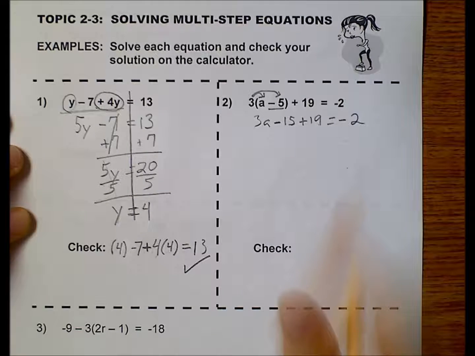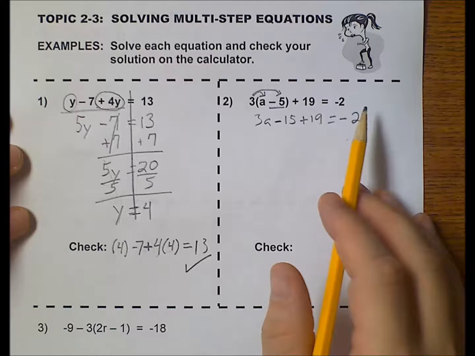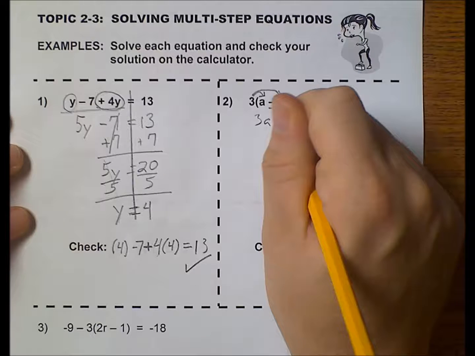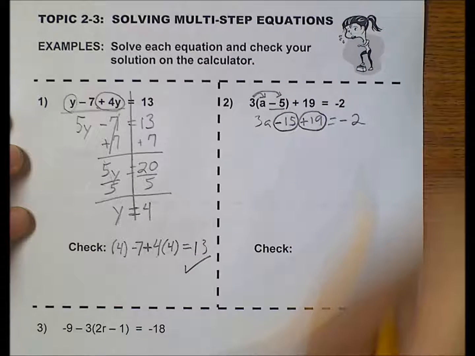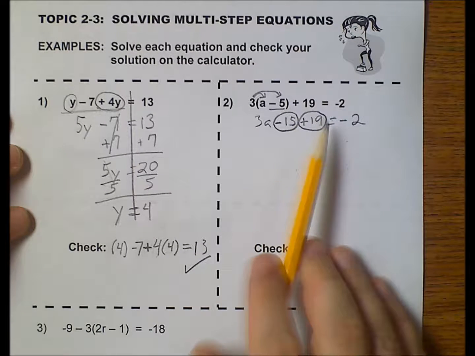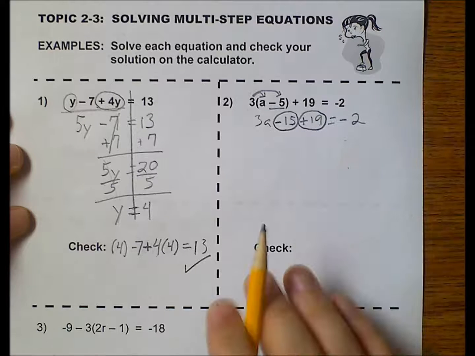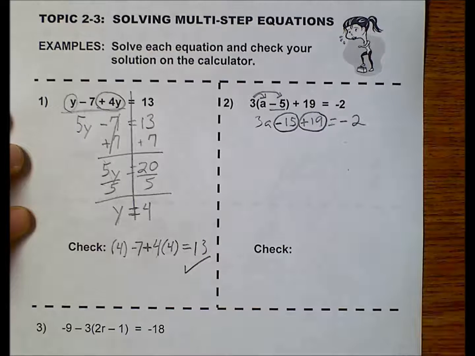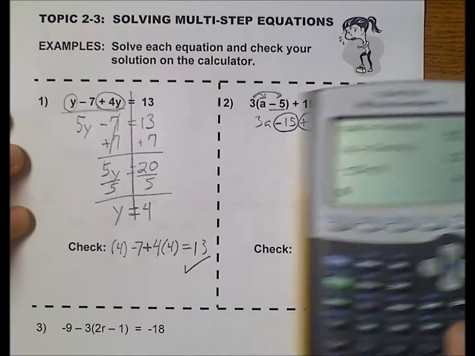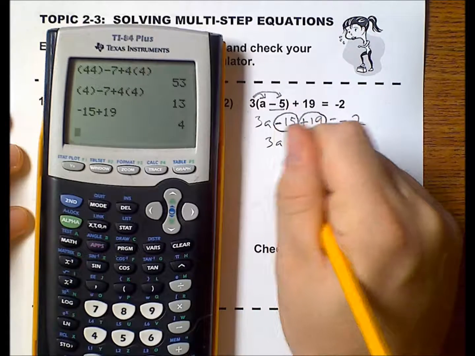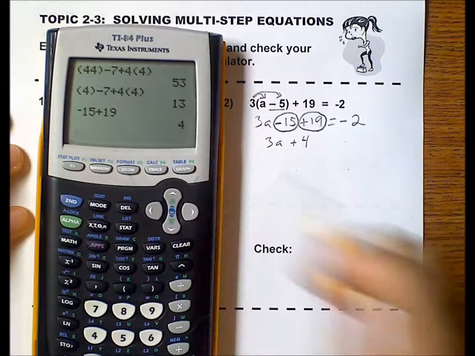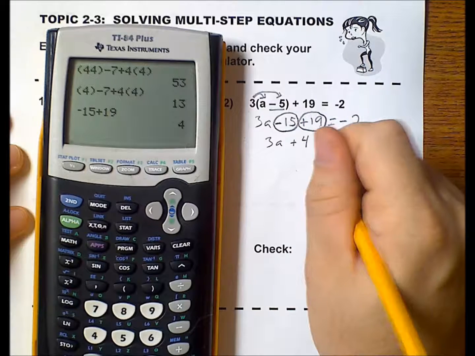Now we continue to simplify this. You'll notice I have a negative 15 plus 19. These are similar because they do not have the letter a, whereas the 3 does. And so I can go ahead and combine those. And so if I do negative 15 plus 19 in my calculator, I get 4. So now I have 3a plus 4, because it's positive, equals a negative 2.